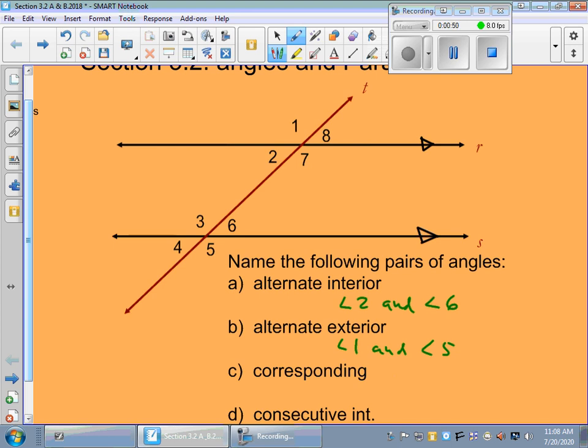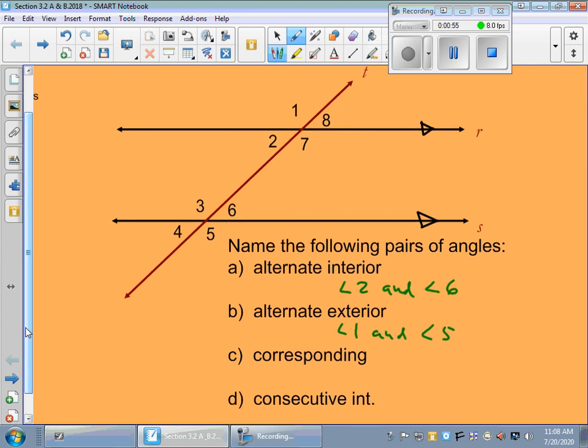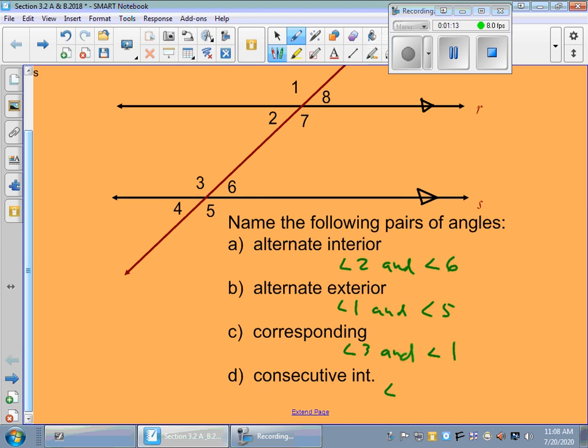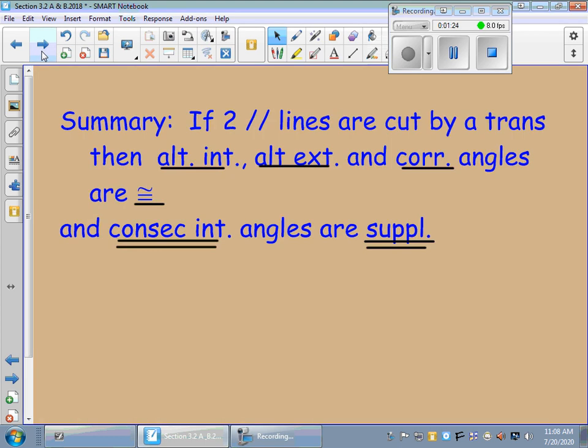Corresponding represents the same location in the cluster. An example for corresponding, I could use angle 3 and angle 1. They're in what I consider the upper left of our cluster. Consecutive interiors, again interior angles, in this case angle 2 and angle 3. Now, all these have other pairs, but I just wanted to give you a quick example and a review of what we learned from 3.1. We're going to apply it here with section 3.2.